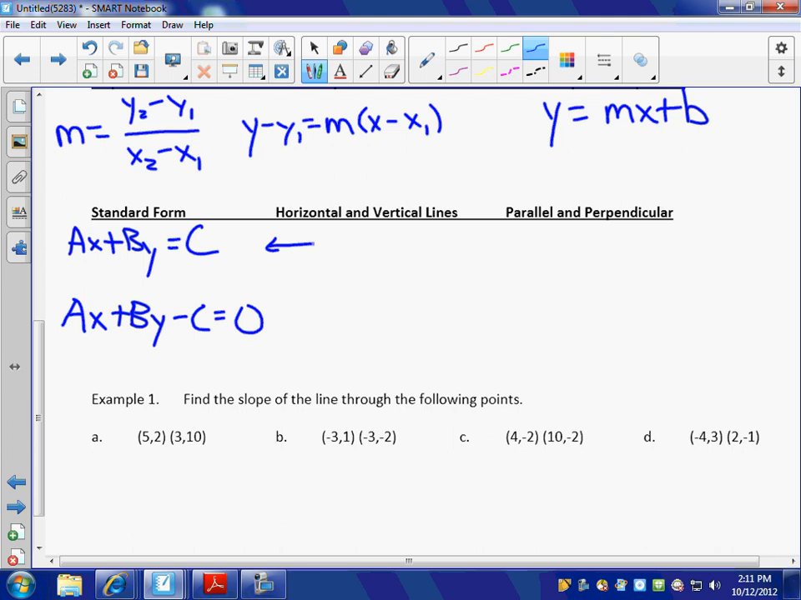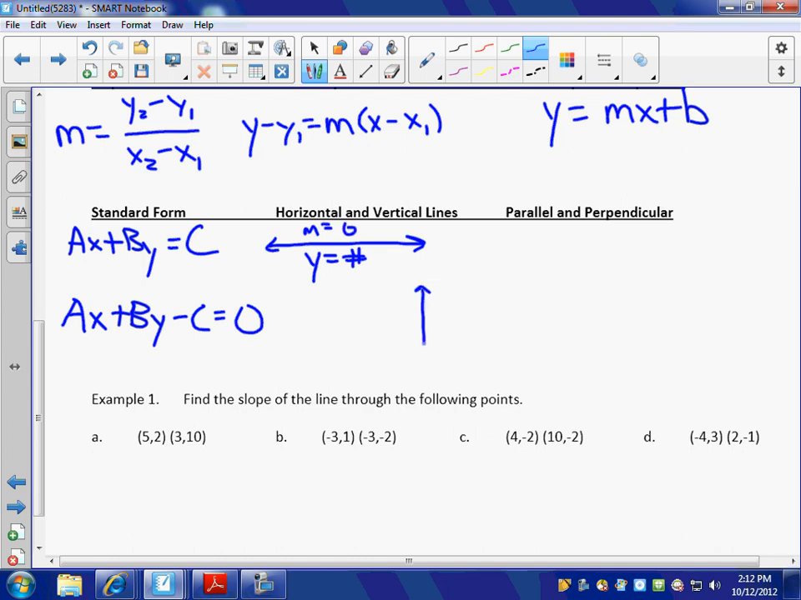Horizontal and vertical lines. Horizontal line. That's a special kind of equation. Is a horizontal line y equals, or is a horizontal line x equals? All the y values stay the same, right? A horizontal line has a height that is always at, say, 3, or a height that's always at 4, or a height that's always at 5. So therefore, it's a y equals some number. What's the slope of a horizontal line? 0.